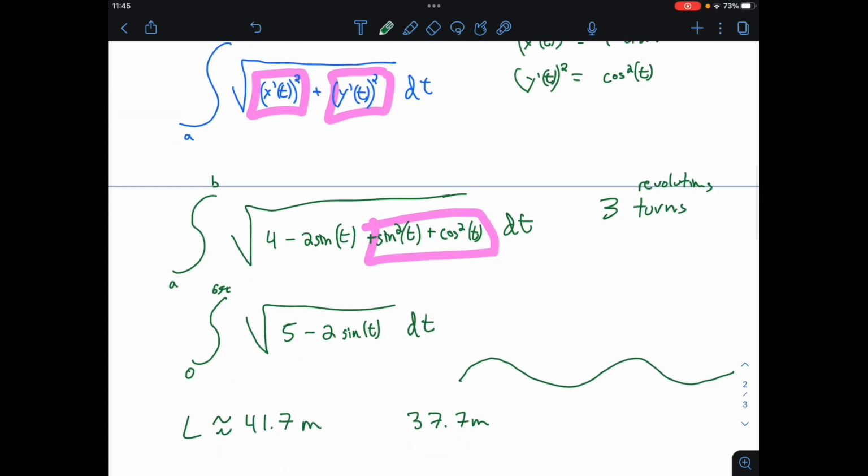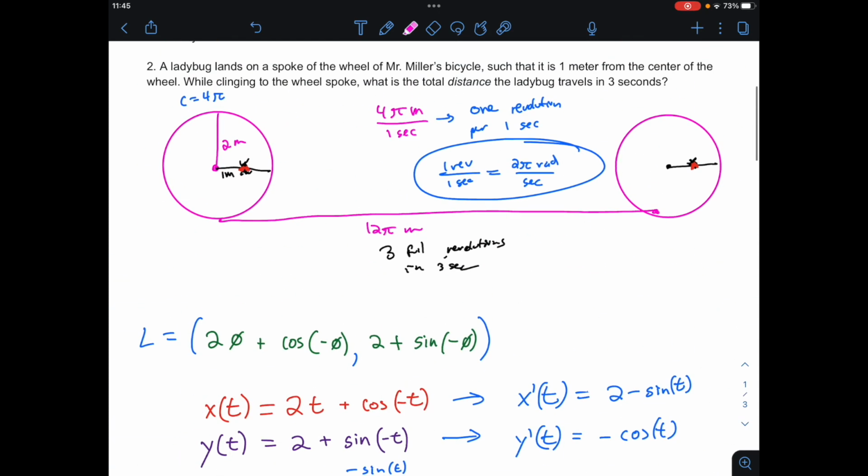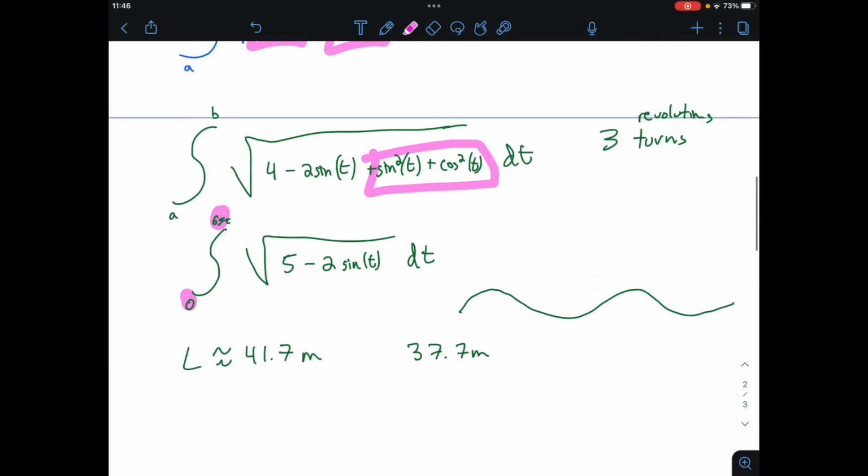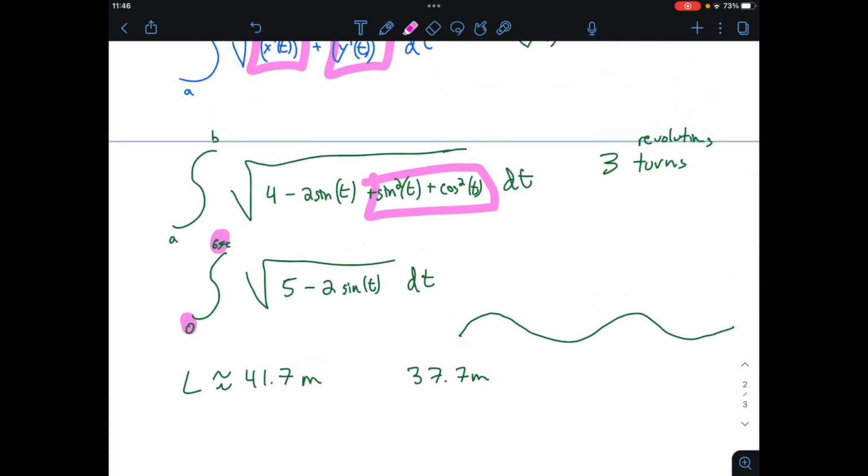The only thing I'm slightly concerned about, everything looks okay, is this interval, the 0 to 6 pi. But I think we built the function so that that works. Yeah, so I guess that's what it is. We added another 4 meters through the rotation.